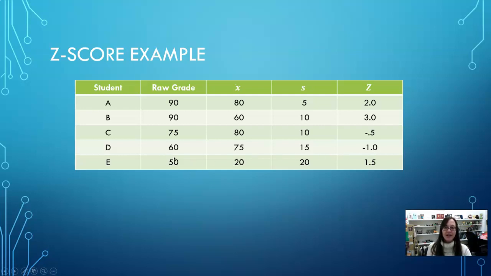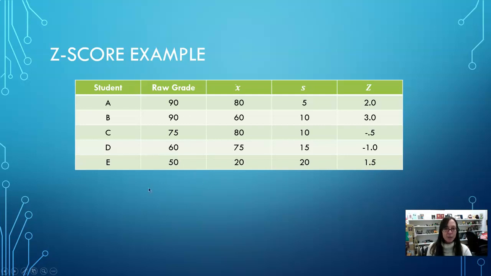And here's an example where it doesn't come out to a perfect number. Still pretty simple, but this person got a 50%, and the mean was 20%. So even though they got the lowest out of all these 5, if we just looked at the raw grades, they are still above the mean. They're actually above it significantly, by 30. This one had a pretty wide spread, a standard deviation of 20. And so that gives us a Z score of 1.5. So even though this person only got 50%, they are actually 1.5 standard deviations above the mean with that score.